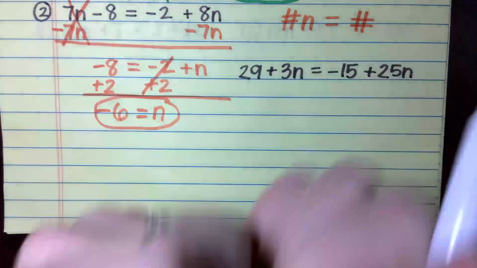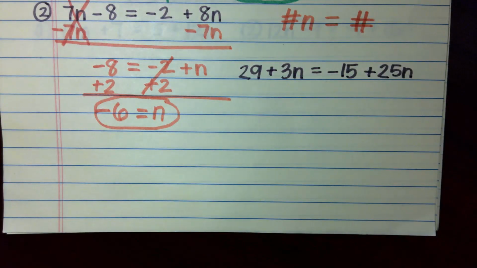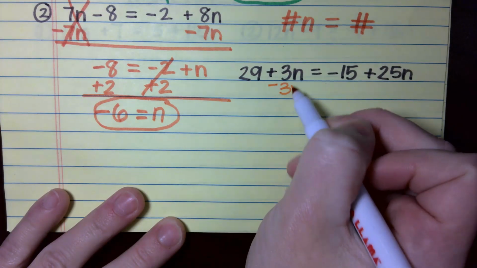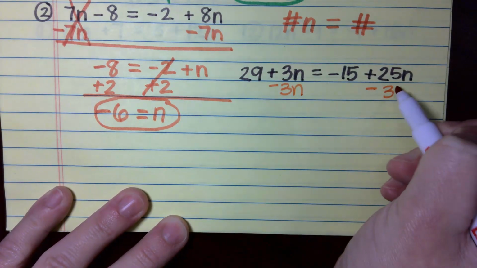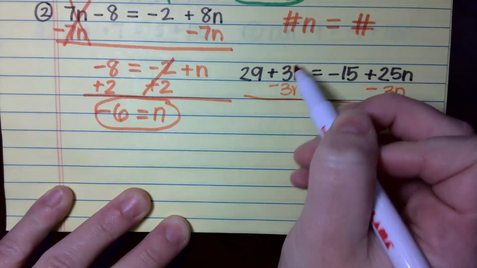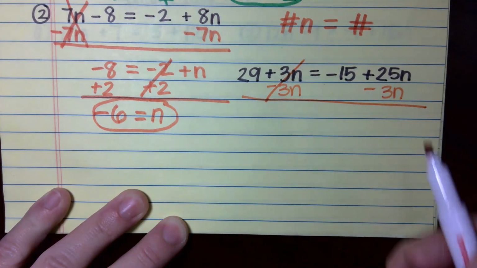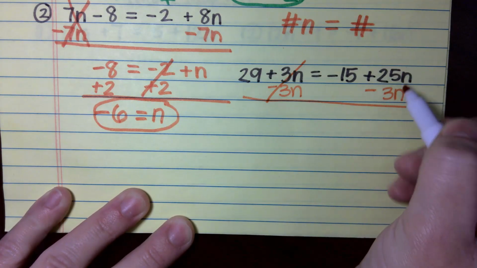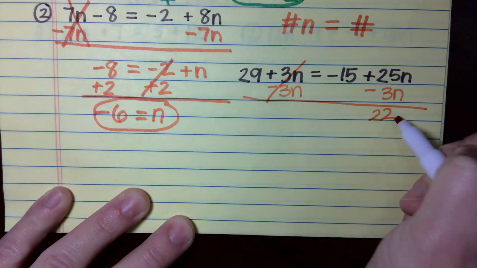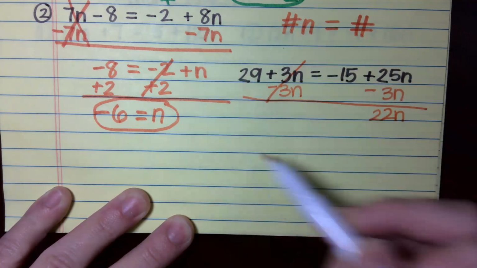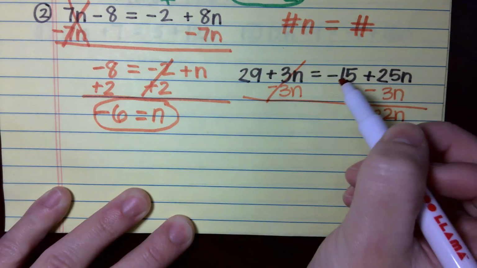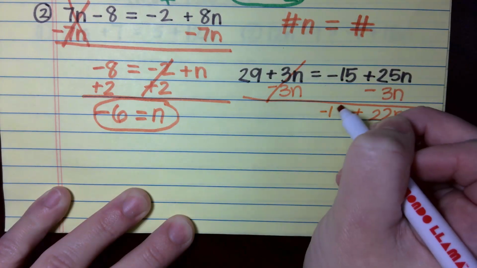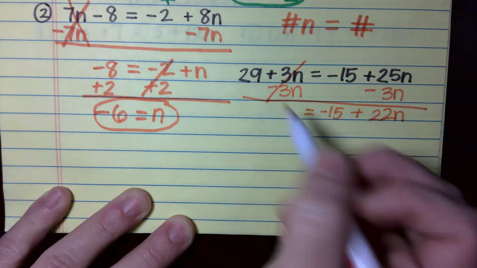We want to get things separated. Minus 3 under the 25. Let's do it. Let's subtract 3n from both sides. All right. Our 3n's cancel. What is 25n minus 3n? 22n. And we've got to bring everything else down. So we still have plus negative 15 equals 29.